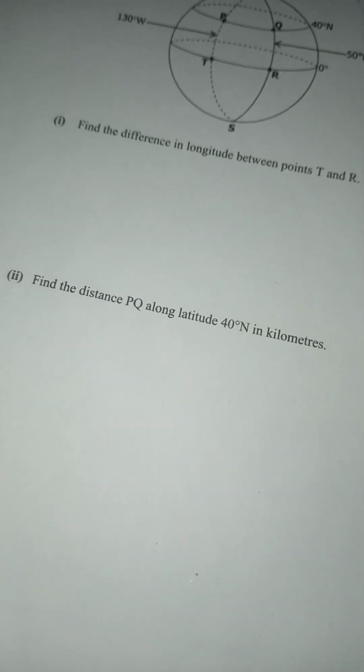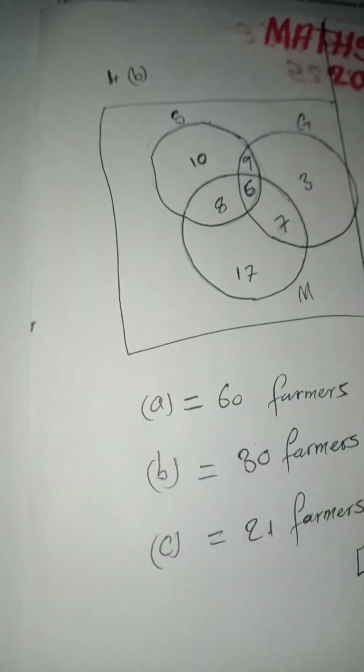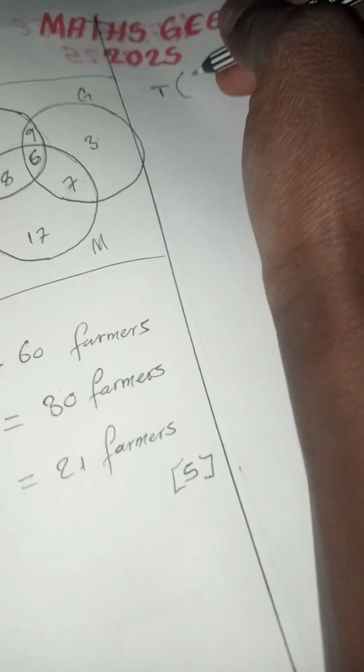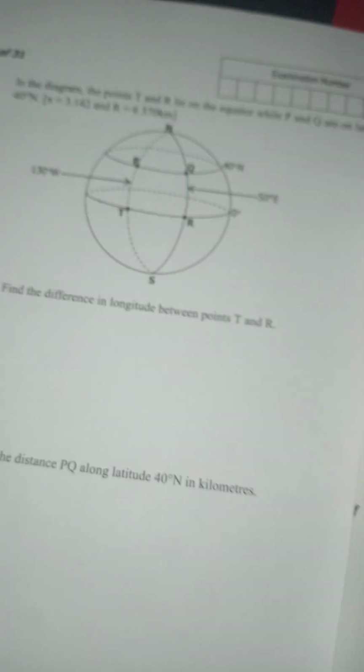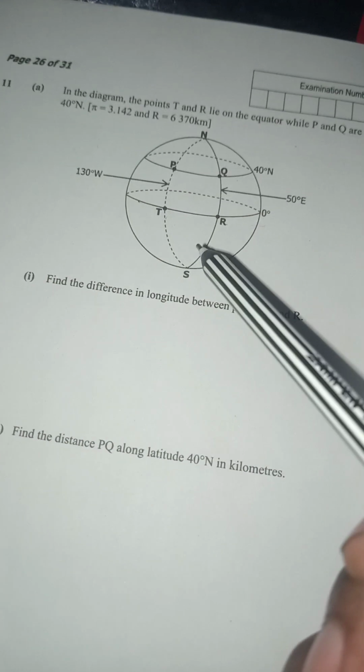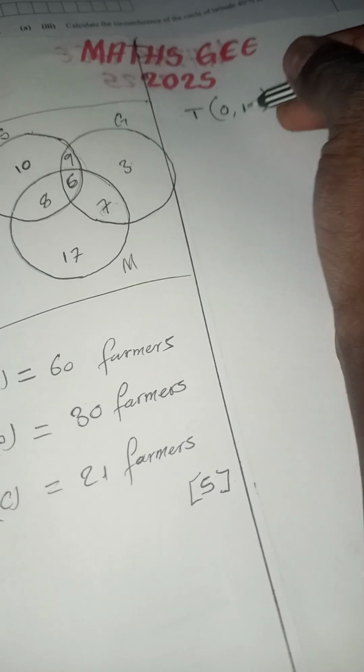So for the coordinates, you start from the latitude. In the latitude, what number are you able to see? We are able to see 0. So the coordinates of T, on the latitude it's 0. Then what of the longitude? T is here. On the longitude it's 130. So here it's 130.